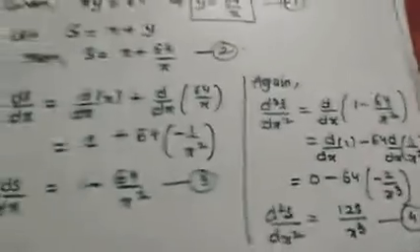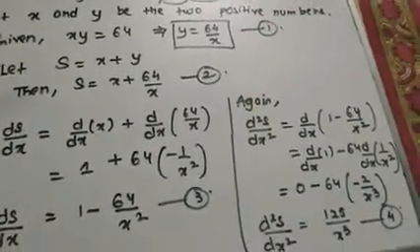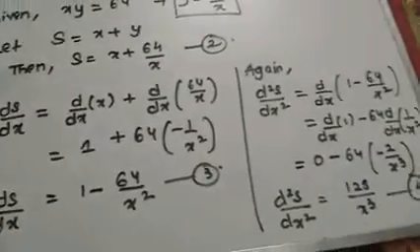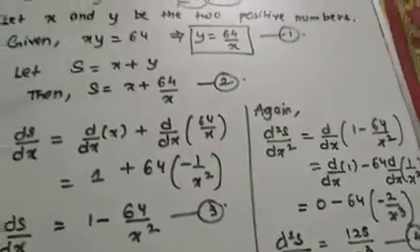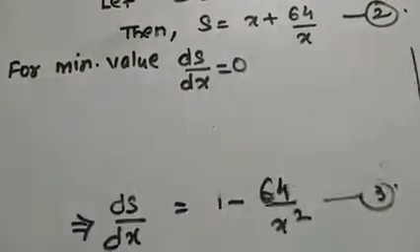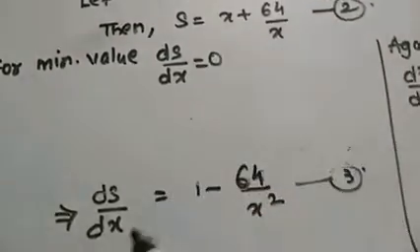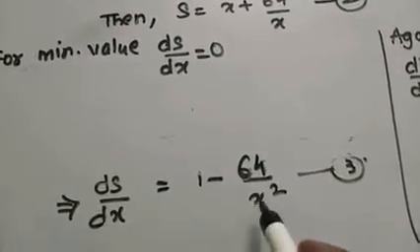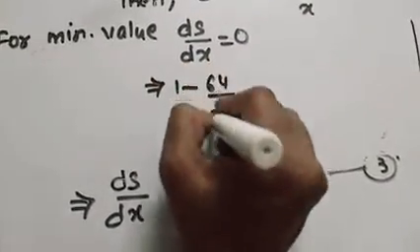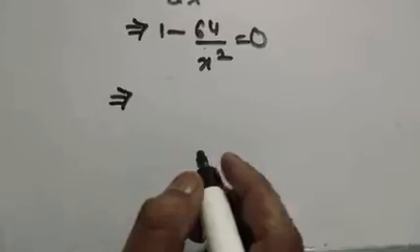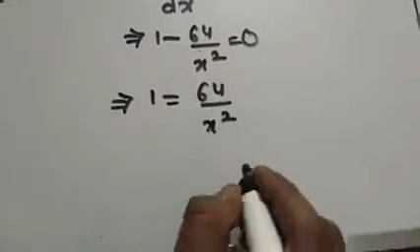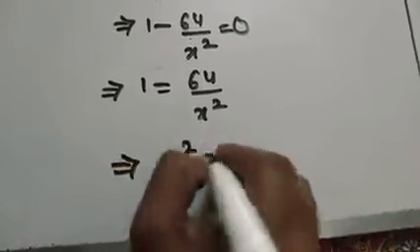Okay. Now for minimum or for maximum, what we have to do? We have to equate the first derivative to 0. So let's do that. So for minimum value, ds by dx equals 0. We have 1 minus 64 by x square. So let us put that, 1 minus 64 by x square equals 0. That is 1 equals 64 by x square. Now cross multiply, x square equals 64.